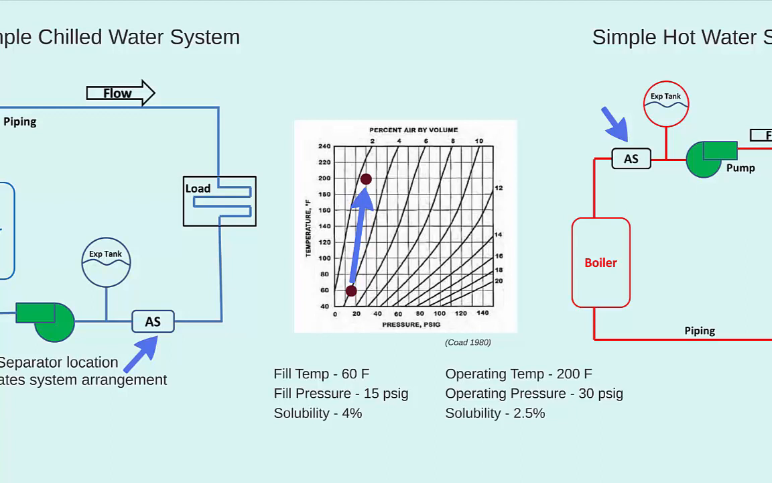That means we could literally have air bubbles in our pipes at a location with that temperature and pressure. That would be a great location to put the air separator, because the air is already separated. We just need to give it room to escape the piping system.